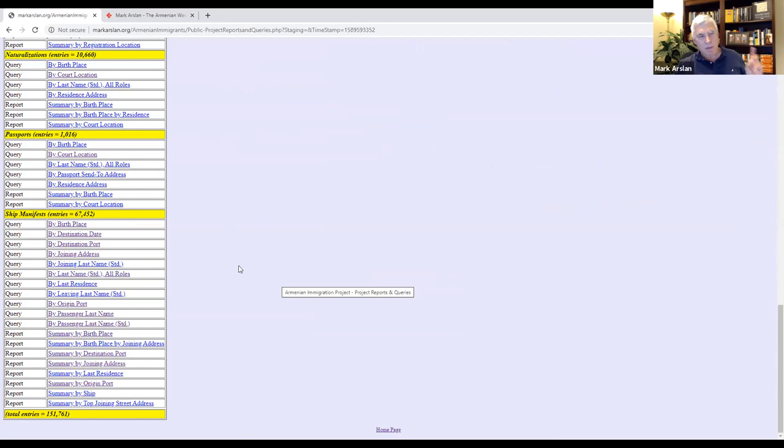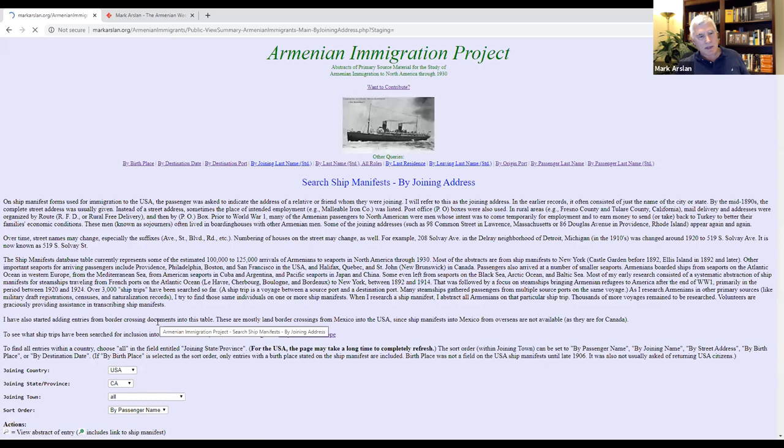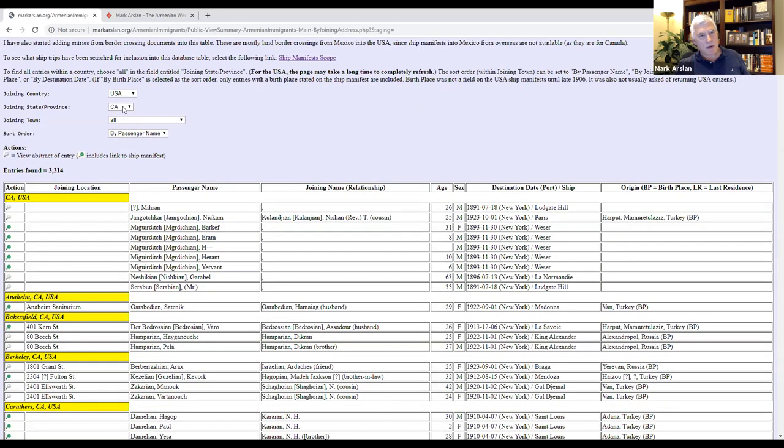I want to show you a couple more things on a ship manifest, and then we'll go to the combined one. Okay, so we can search on the date they arrived. We can search on adjoining address, which says, let's say I want to look at all the people who said they were joining somebody in Texas. Okay, so I change that.